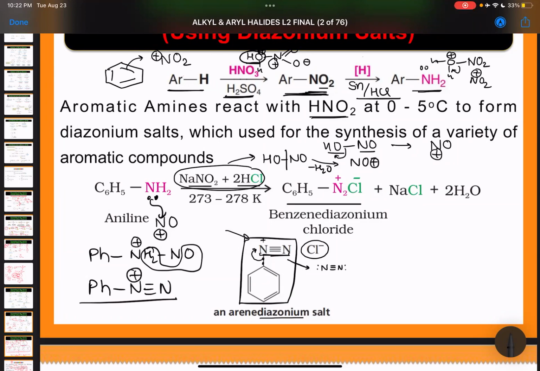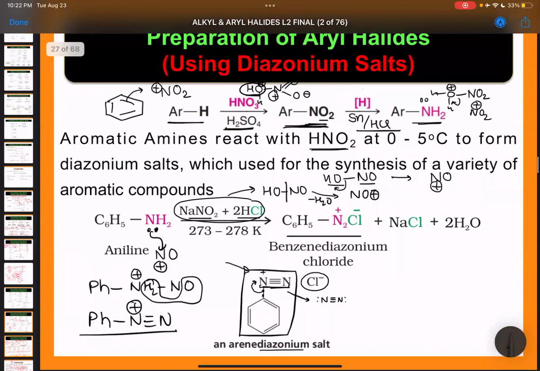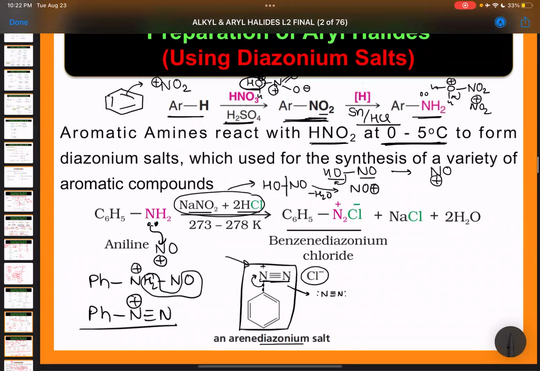But you need to be very careful. You need to keep the temperature 0 to 5 degrees Celsius, right? You need to keep the temperature 0 to 5 degrees Celsius. Clear? Why do we need to keep the temperature low while preparing diazonium salt? What's the reason? Kulsum and Nabil, tell me.